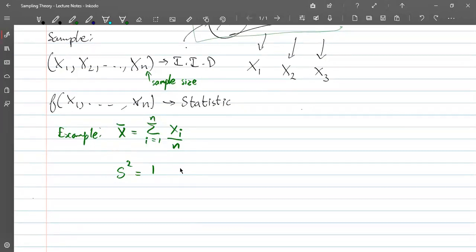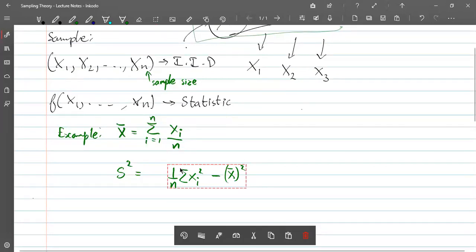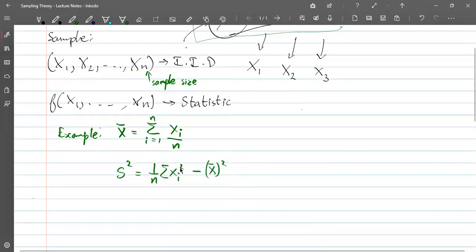1 by n summation xi square minus x bar square. So you can actually, s square. I've written s square, so there's no square root. I'm sorry. This is s square. S, the standard deviation, the sample standard deviation, is a square root of this.